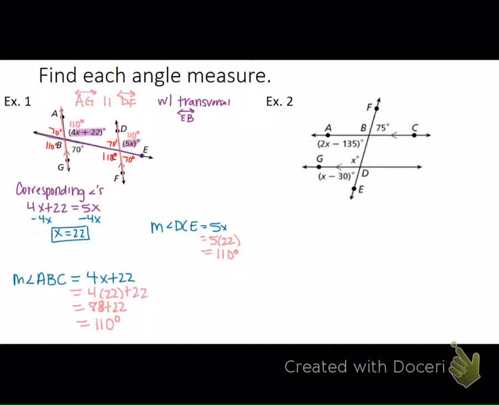Go ahead. Line AC and line GD. Yep. So AC is parallel to GD. And what's the transversal, Jill? Line FE. Line FE.